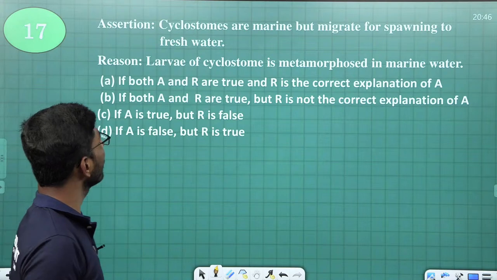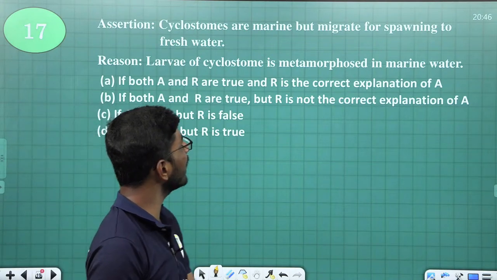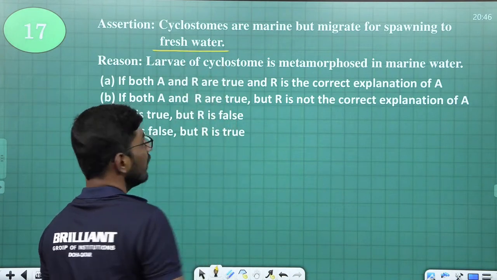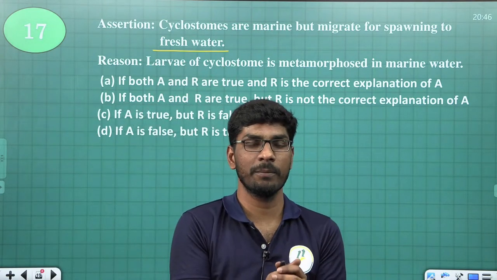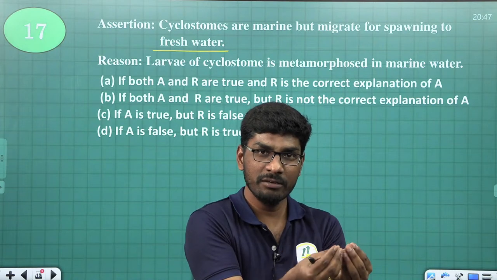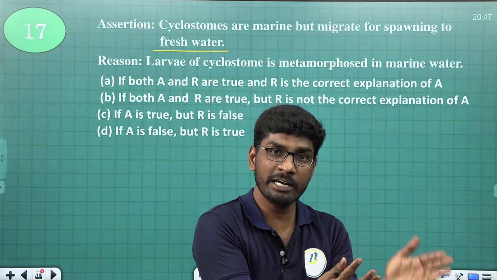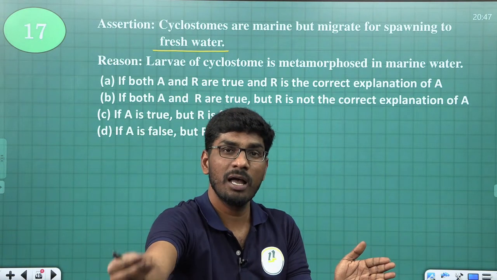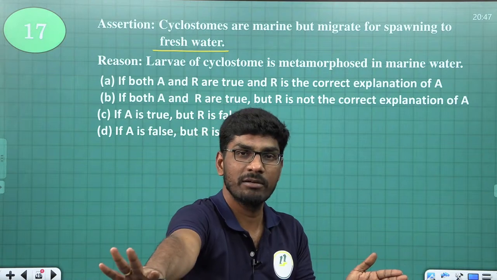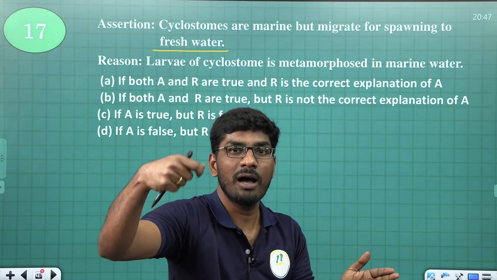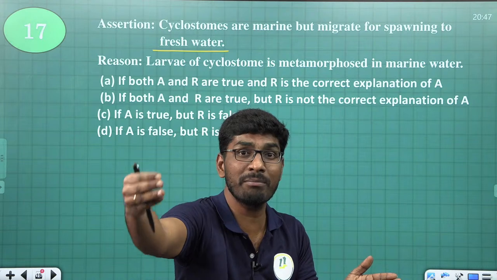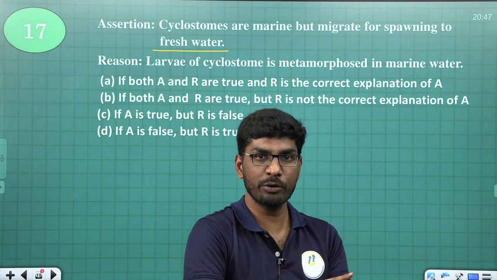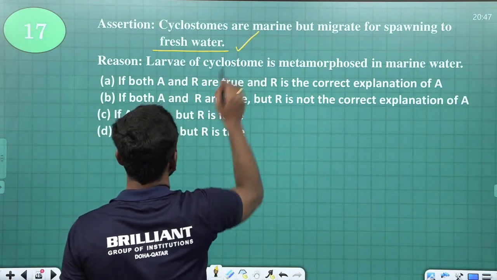Question number 17. Cyclostomes are marine but migrate to fresh water for breeding. Cyclostomata, especially Petromyzon, are actually marine. For hatching of eggs, they migrate from marine water to fresh water and lay their eggs in the fresh water, and after a few days the mother dies there. In fresh water the eggs hatch, the larvae come, and the larvae migrate from fresh water back to marine water. Anadromous, catadromous migration, beta. So the statement is correct.